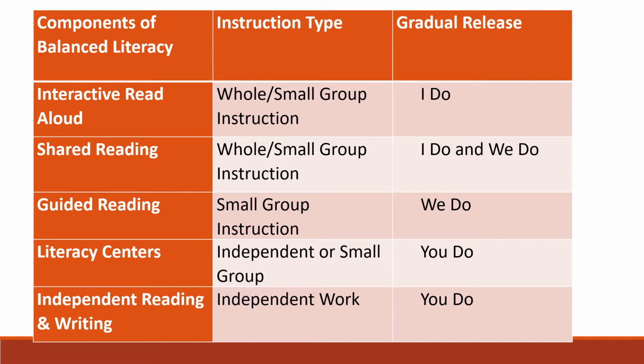So you can see in the gradual release model, the interactive read aloud is the I do, the shared reading, the I do and we do, because we model it and we do it with them. The guided reading is a we do, the literacy centers are you do, and the independent reading and writing is a you do.